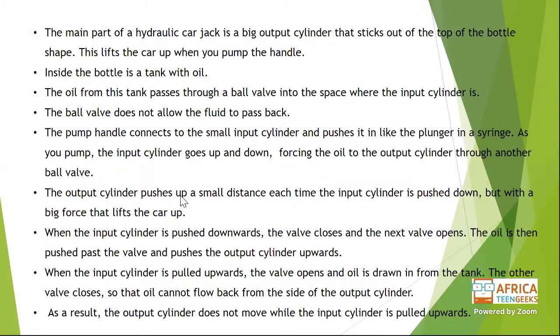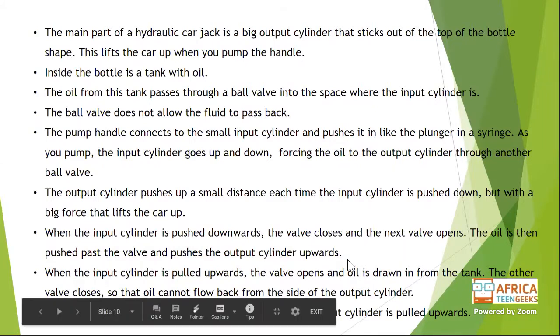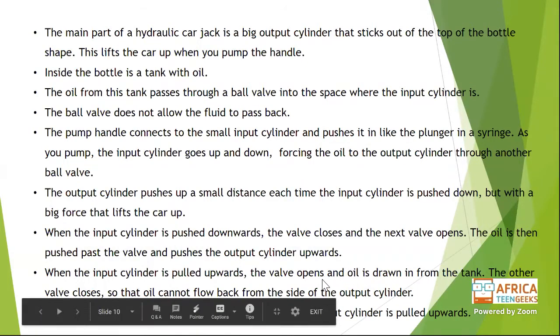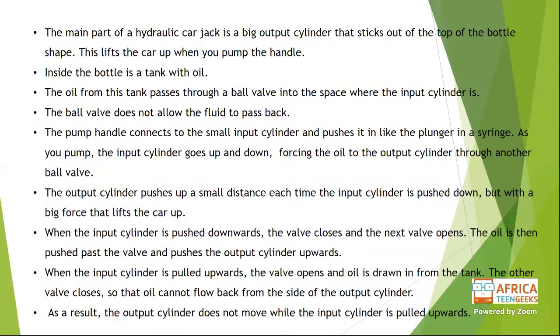The output cylinder pushes a small distance each time the input cylinder is pushed down, because it is smaller. So the output on the big cylinder will be smaller. So that is why you have to pump, pump, pump, pump to get a movement. When the input cylinder is pushed downwards, the valve closes and the next valve opens. The oil is then pushed past the valve and pushes the output cylinder upwards. When the input cylinder is pulled upwards, the valve opens and the oil is drawn from the tank. The other valve closes so that the oil cannot flow back from the side of the input cylinder.